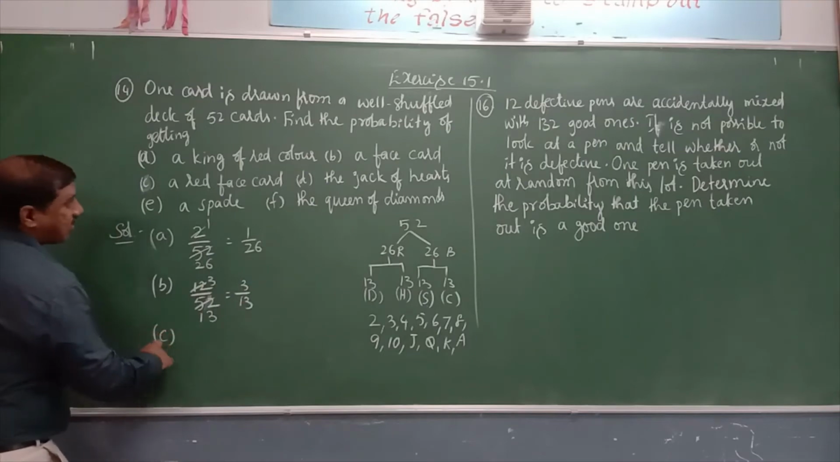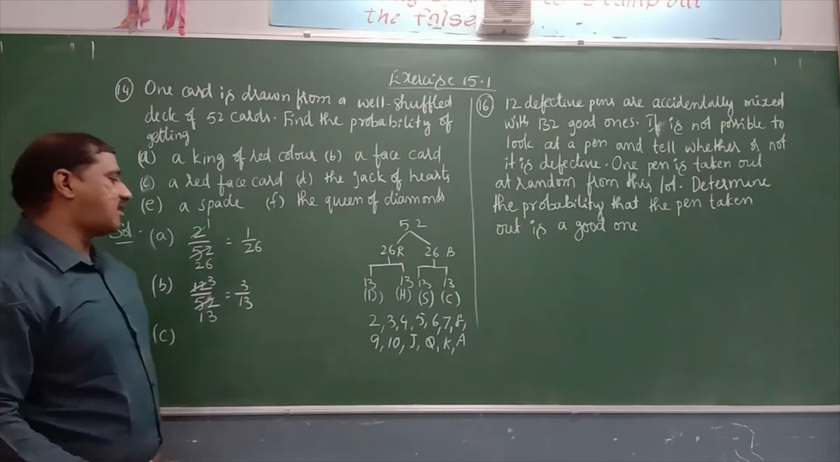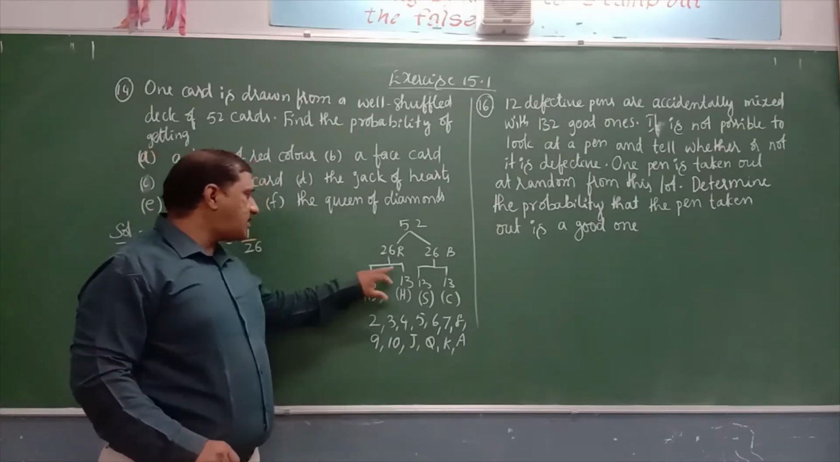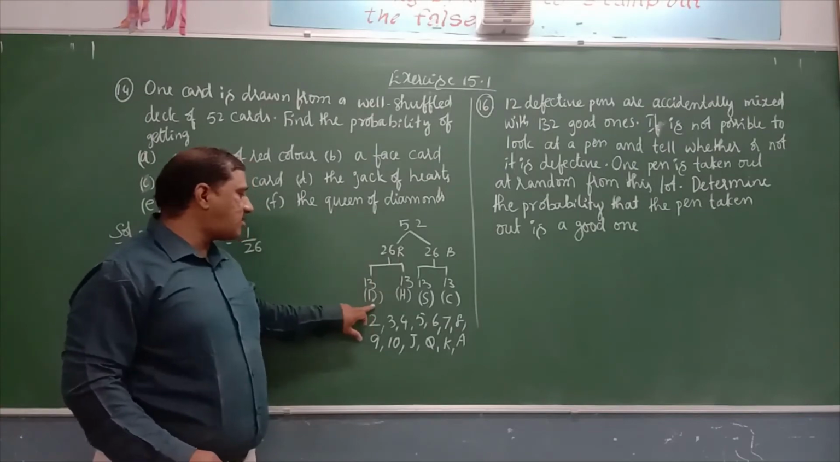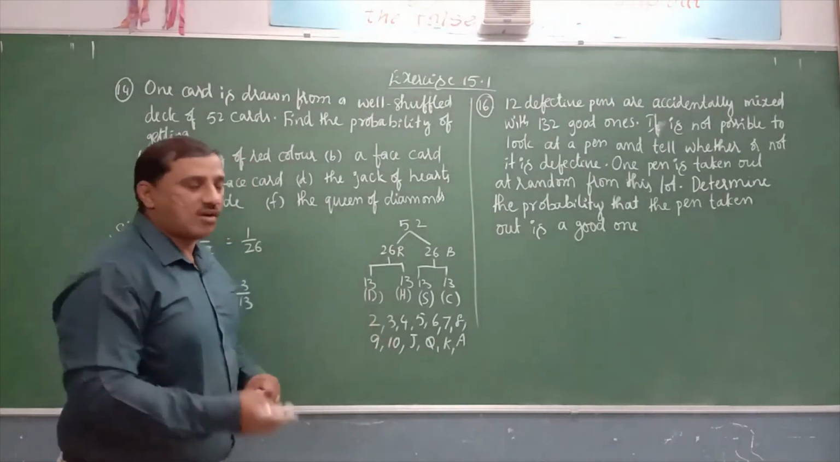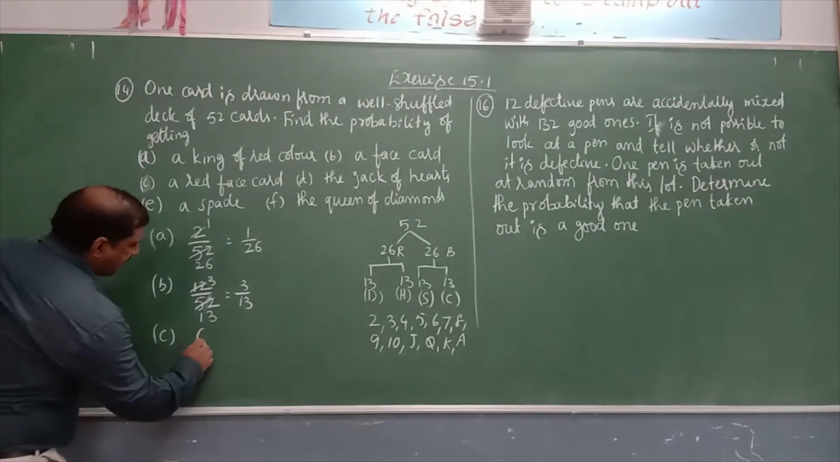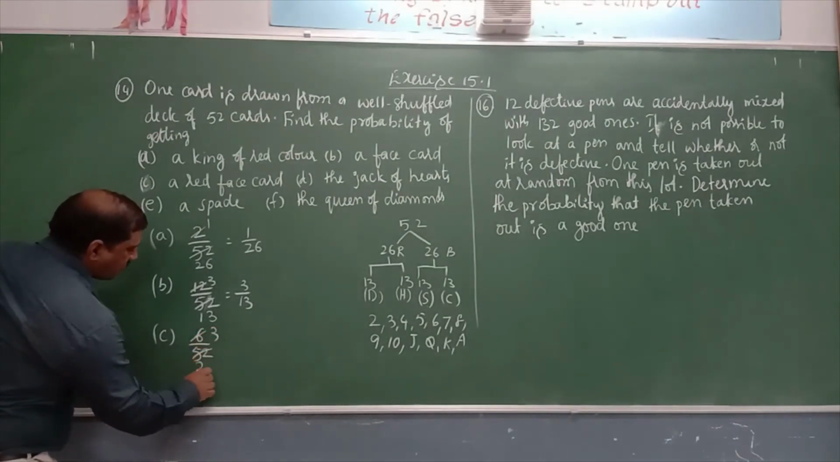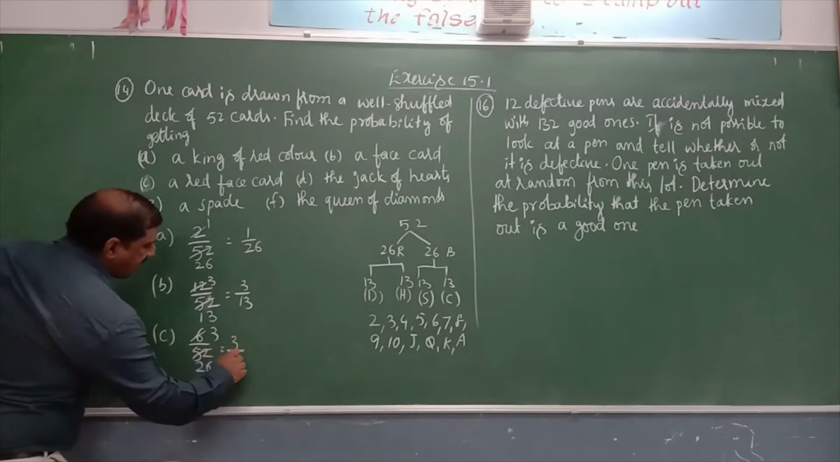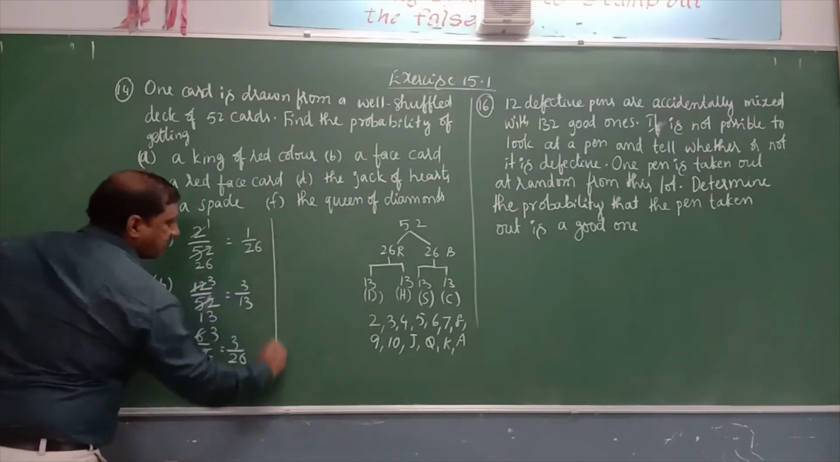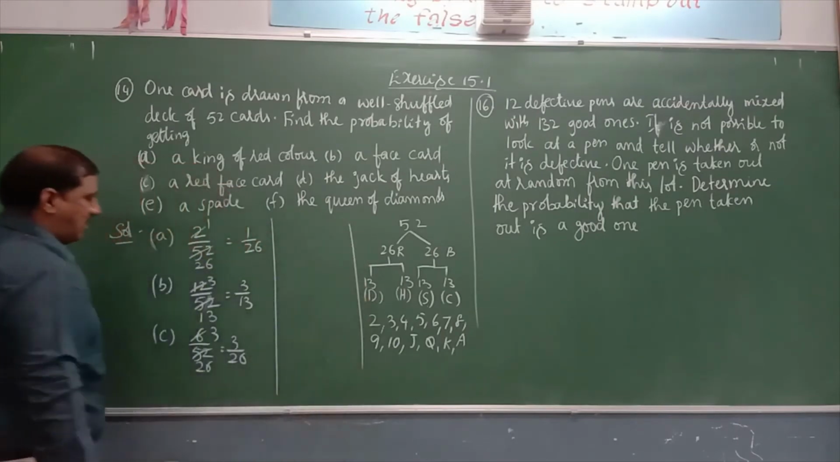Next, if it is a red colored face card, how many are there? In the red colored cards here, 3 face cards are there, and here 3 face cards are there. Total 6 face cards are there. 6 by 52. That is 2 threes are 6, 2 twenty-sixes are 52. It is 3 by 26. 3 by 26 we got.